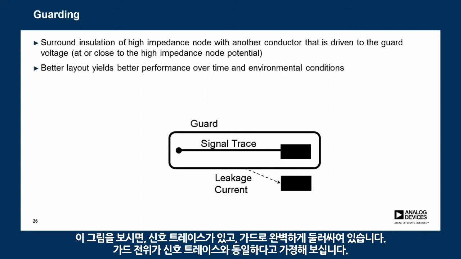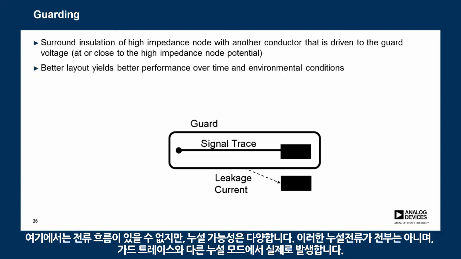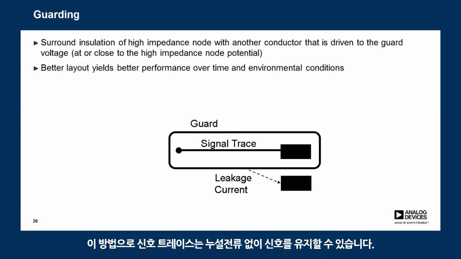So if you look at this picture here, you have a signal trace and it's completely surrounded by the guard. And let's just say that the guard potential is the same as the signal trace. And there is no potential difference across the insulation resistance then. I mean, the insulation resistance is between the signal trace and the guard. So if there's no voltage potential difference, there cannot be a current flow. And if there is a potential leakage, then majority, if not all of the leakage, will actually happen between the guard trace and the other leakage node. So this way, the signal trace actually maintains its signal with no leakage.